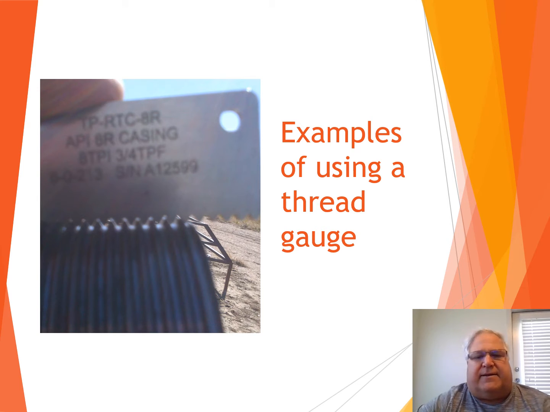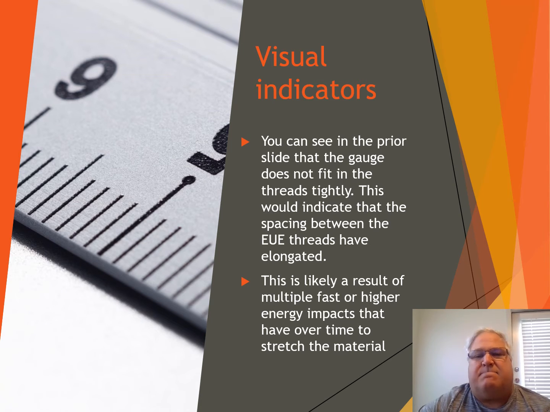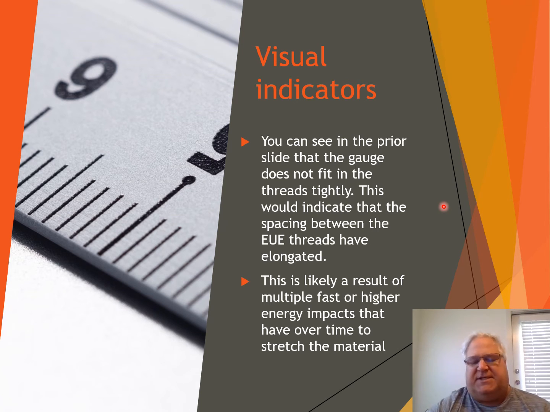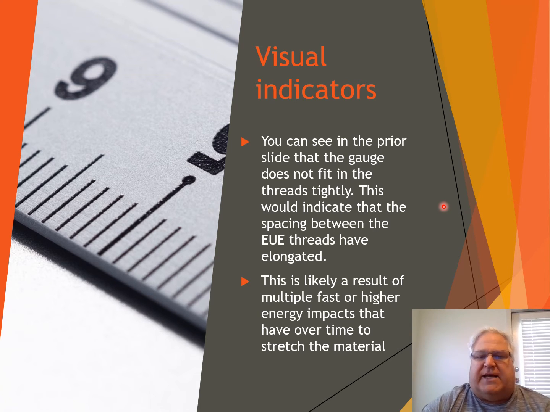So what we're looking at here is an API thread gauge for an EUE thread. And what you can see is it's engaging here. As we come down to the end of the thread, there's starting to be space and the threads are not lining up. Because the threads aren't lining up, that's telling me that somewhere along these threads it is stretched. It's no longer matching that thread form. Usually it's the last thread engaged in the wellhead, for example, that is going to have a stretch in it.